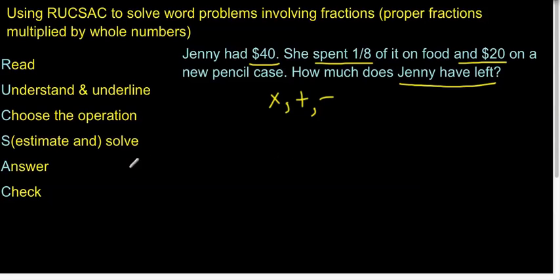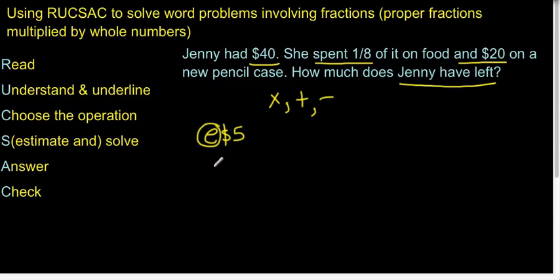All right, and estimate and solve. Well, I'm going to estimate. We've got $40 here, and we know that we're subtracting 20. So I know Jenny is going to have not more than $20 left. And 1/8 is about 10%, so I think she's going to have about $5 left. So I'm going to estimate that she's going to have roughly $5, give or take. But we need to work that out, obviously. So now we need to solve it.